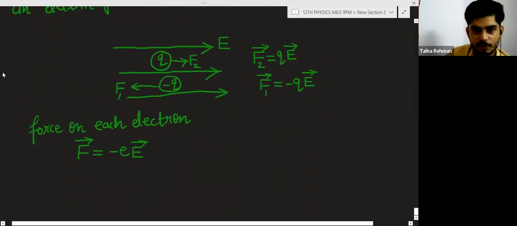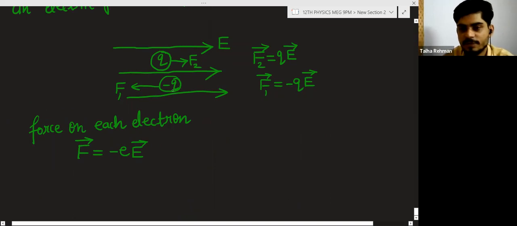This is a very important thing. When you place a charge in an electric field, the charge will experience a force, and the direction will depend on the sign of the charge, meaning whether the charge is positive or negative.